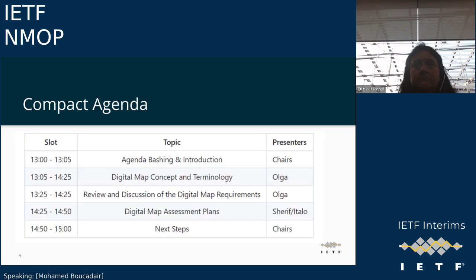To that aim, this is the agenda we are proposing to the working group today. So basically the concept discussion, then the discussion on the requirements, and then the slot for the various assessment plans, and then hopefully more visibility on the next steps in these directions. Are there any comments or any questions on the agenda so far?